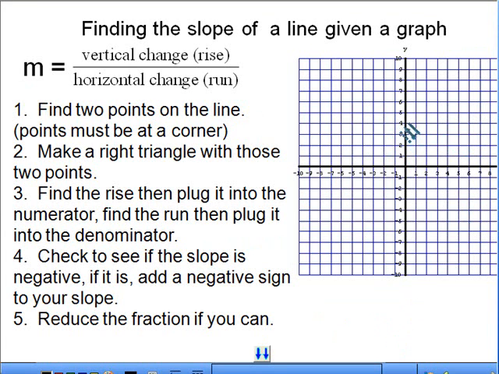Let's do another one right here. Let's find 2 points. There's a point right here. There's a point right here. How do we move from this point to this point? Well, we're going to go down 4. 1, 2, 3, 4. So that's -4. And we're going to run 1, 2, 3, 4, 5. So our slope is going to be -4/5. So that's how you find the slope if they give you a line on a graph.